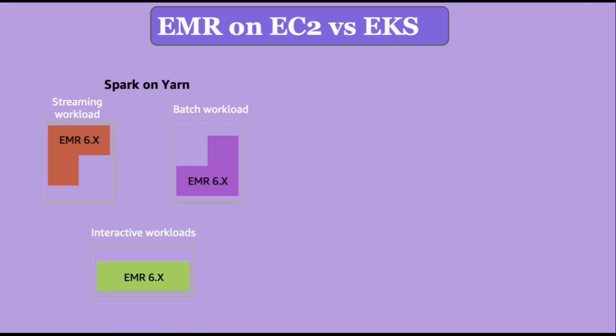Similarly, for interactive workloads also, you need to create a different cluster. So in EMR on EC2, for every different workload, you have to create a brand new cluster with the respective EMR versions and all the required runtimes associated with that version.